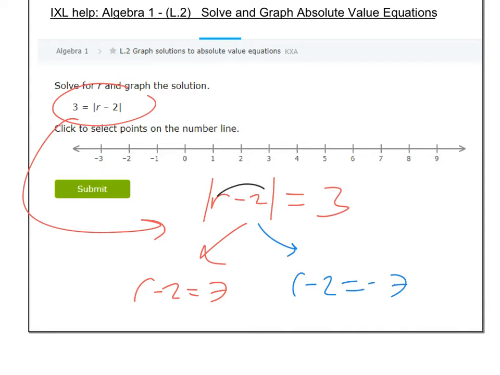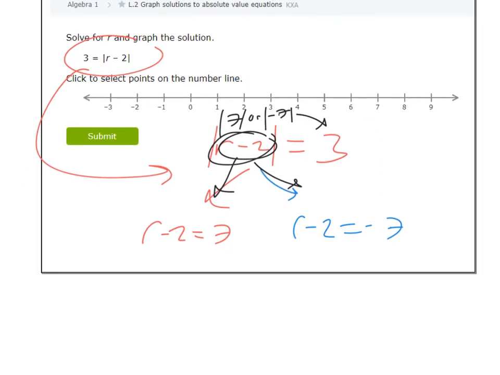What's inside of there, r minus 2, that's either going to have to equal 3 or negative 3 to make this absolute value equation true, because the absolute value of each of those is 3. So you have it equal to 3 as we did in the first case, or negative 3 as we did in the second case, the red and the blue cases. Then I just solve each one separately. This one I would add 2 to both sides. I'm going to get r equals 5.